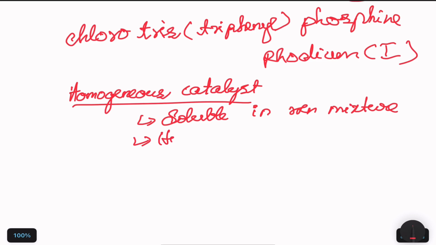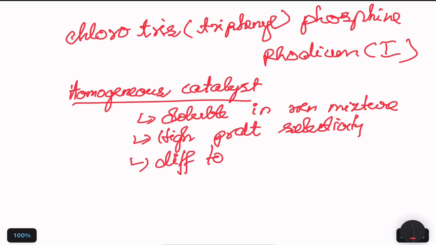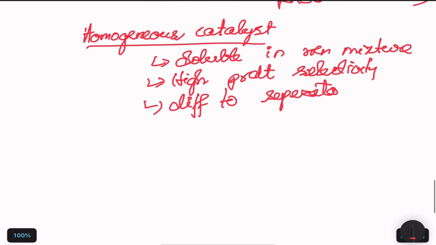It then gives high product selectivity. Consider that two products are formed: one particular product will be formed in a higher percentage than the other. The one disadvantage is that it is difficult to separate. Consider the product is formed and the catalyst is still there, so it is quite difficult to separate the catalyst and the product. That is the only disadvantage.